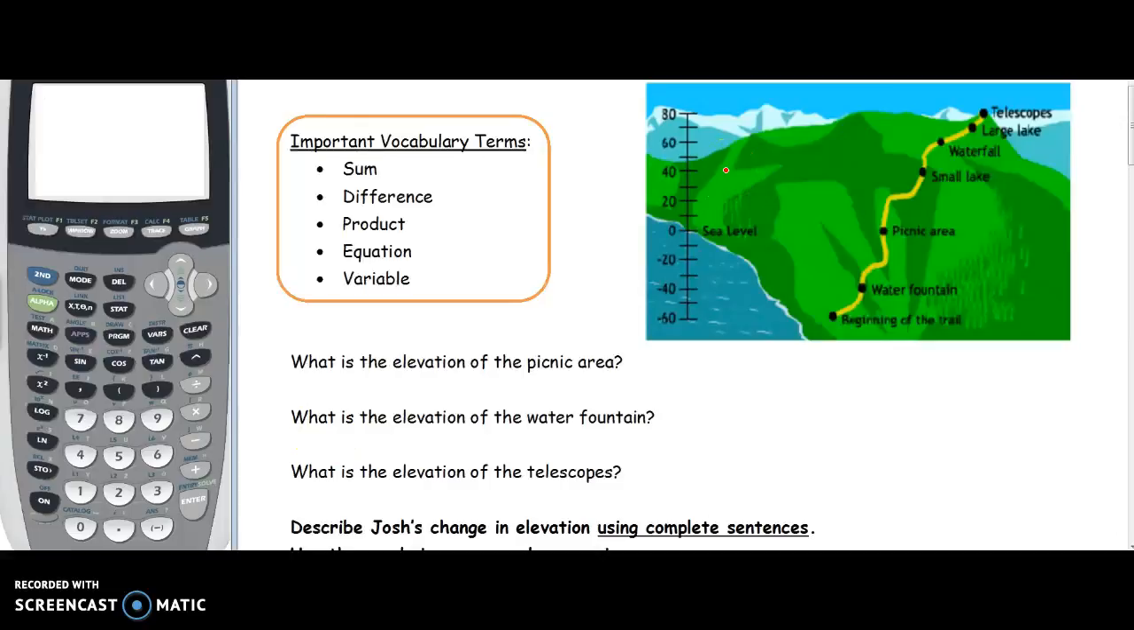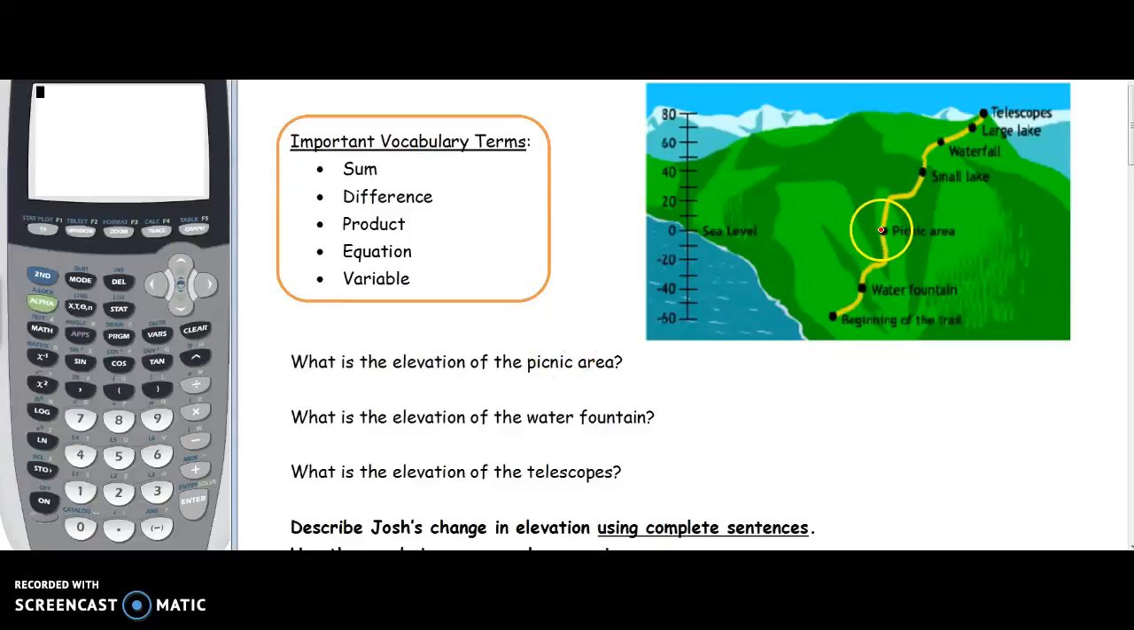Okay, so a lot of you maybe have gone hiking with family or on vacation, and they say you're at sea level or you're 40 feet above sea level or negative 40 feet below sea level. Okay, so it's just kind of how to read this map with a number line that gives you positive and negative. Okay, and we're going to be talking about elevation. Okay, elevation is how far are you from that sea level point. Okay, so it says, what is the elevation of the picnic area?